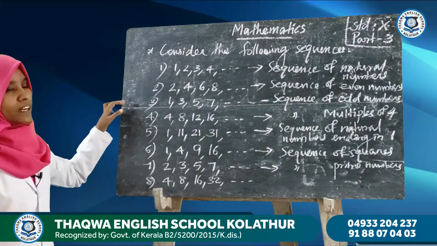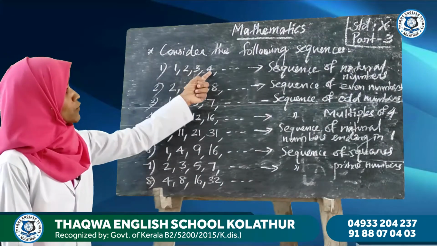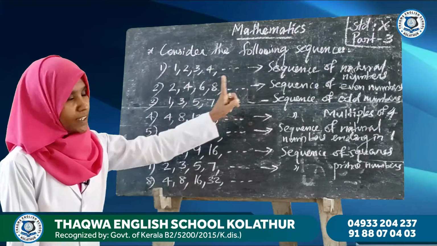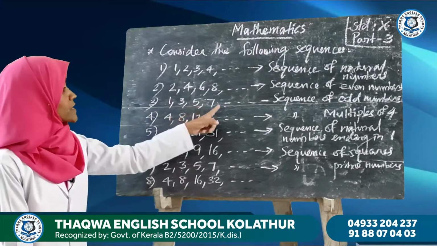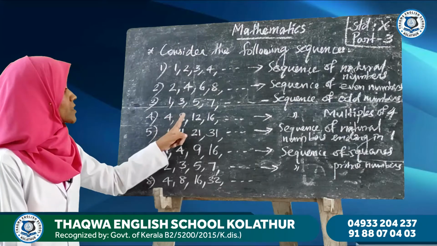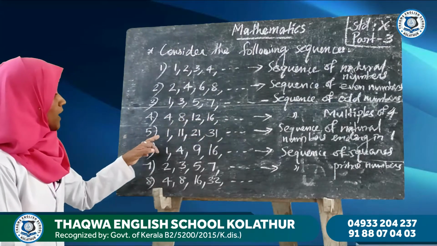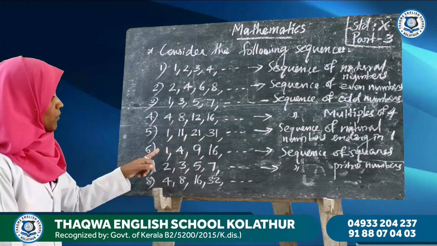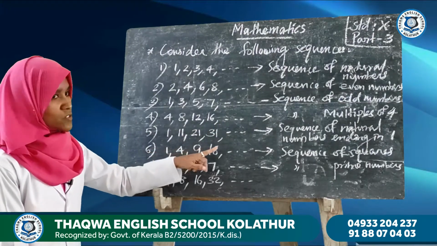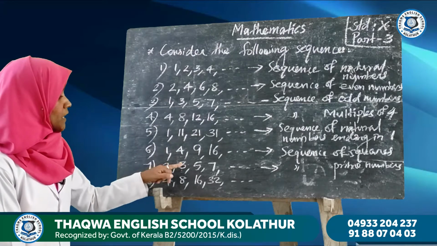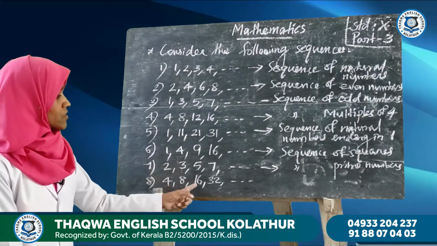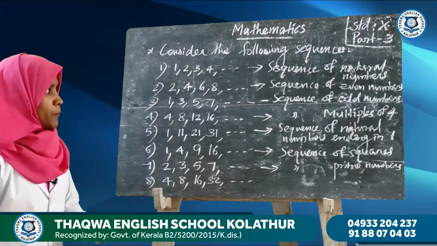So all of you listen. First sequence: 1, 2, 3, 4, etc. Second one: 2, 4, 6, 8, etc. Third: 1, 3, 5, 7, etc. Fourth: 4, 8, 12, 16, etc. Next: 1, 11, 21, 31, etc. Then 1, 4, 9, 16, etc. Then 2, 3, 5, 7, etc. Last one: 4, 8, 16, 32, etc.